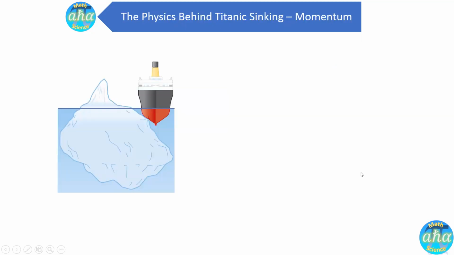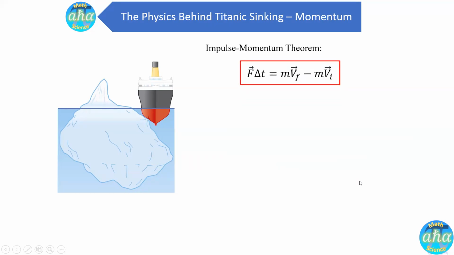The first concept we're going to explore is called momentum. Momentum is defined as the product of mass times velocity, and the momentum of an object can be changed when a force is exerted on it. According to the impulse-momentum theorem, on the left side, we have the force times the duration of the collision. This is known as the impulse. On the right-hand side of the equation, we have the change of momentum: the mass times the final velocity is the final momentum, and the mass times the initial velocity is the initial momentum.